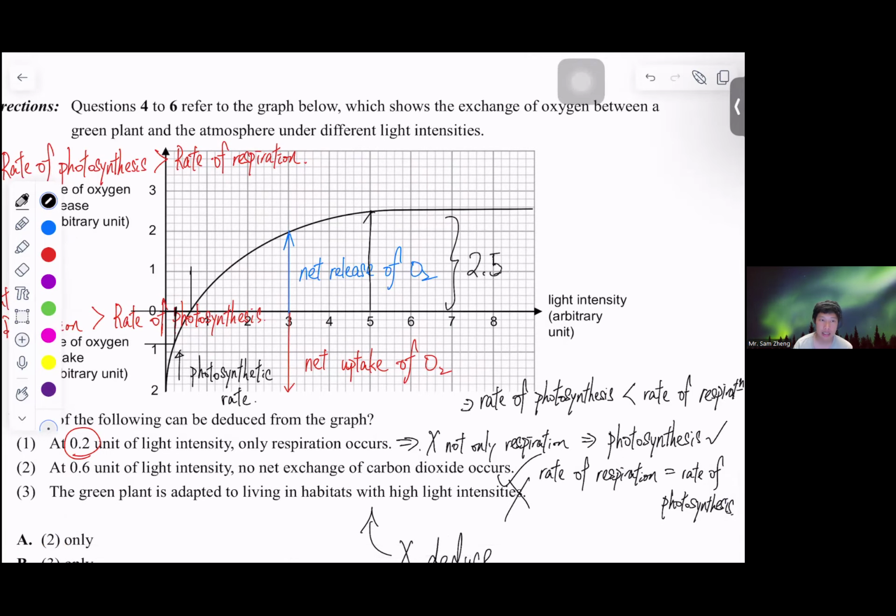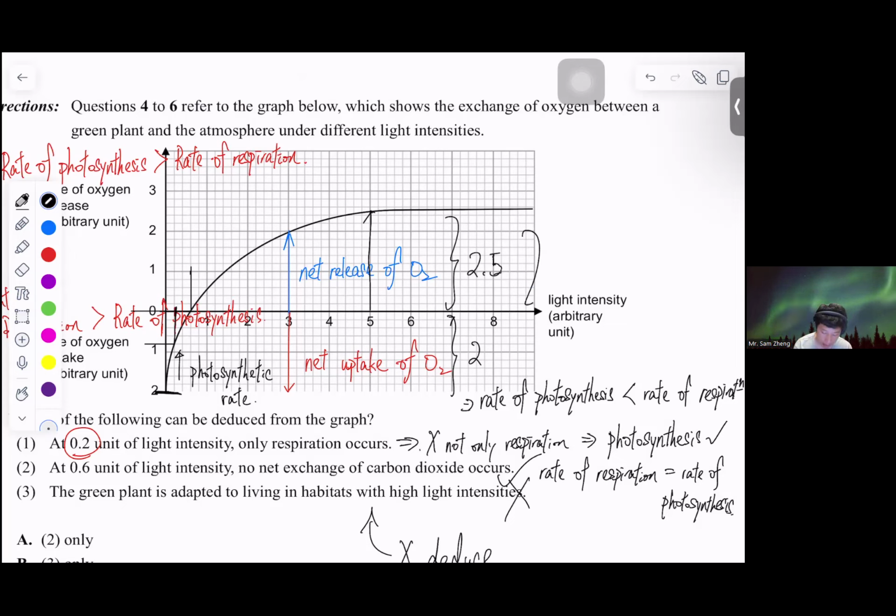2.5 arbitrary units. Then is it the answer? No, it is not yet, because we still need to count the part that is used to compensate for the respiration. We notice that the maximum respiration rate, or the maximum uptake of oxygen, is 2. So that means there will be 2 more arbitrary units for photosynthesis to compensate for the oxygen used for respiration. So therefore, there will be 2 more.